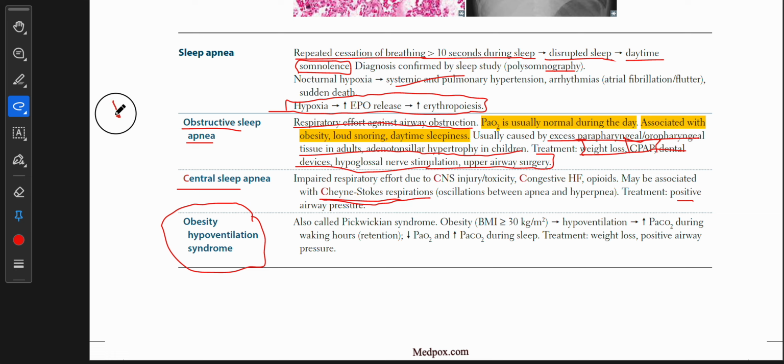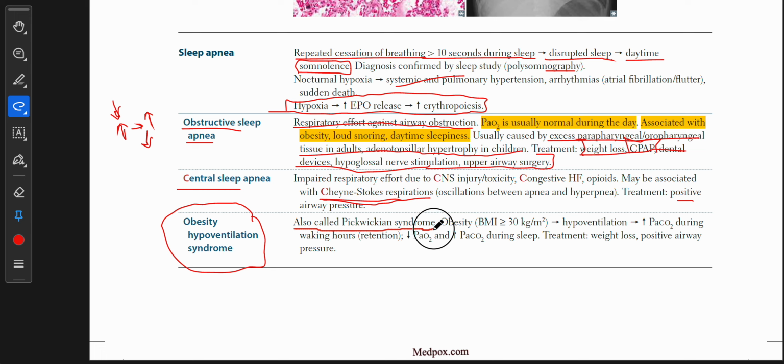Imagine your breathing rate decreases, and then your peripheral chemoreceptors get excited and your breathing rate increases, but it doesn't increase to normal, it increases more than normal, and that will lead to depression of the central nervous system, and that will lead to apnea again. So it is an oscillation between apnea and hyperpnea. So C for central sleep apnea, C for CNS injury, C for congestive heart failure, and C for Cheyne-Stokes breathing. You have to remember like this. And obesity hypoventilation syndrome, as I said earlier, is also called Pickwickian syndrome.